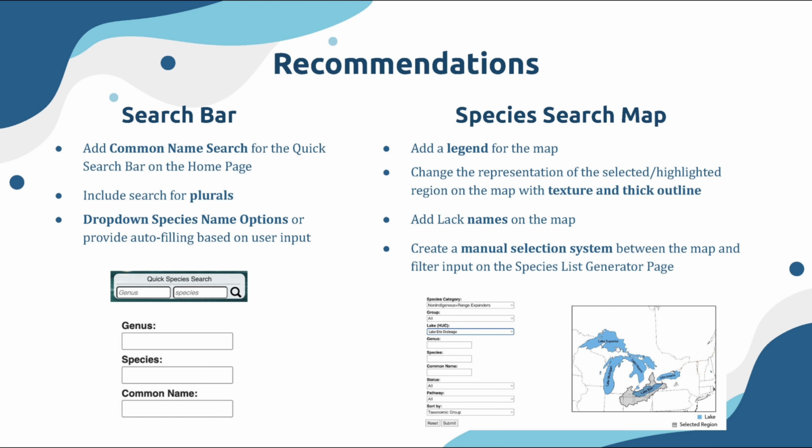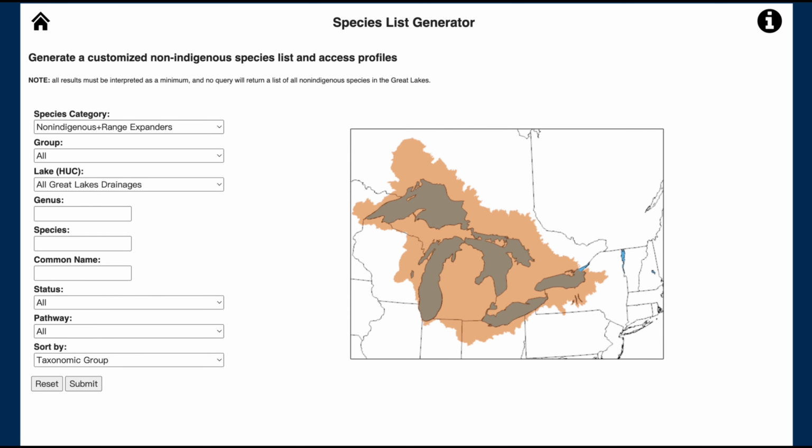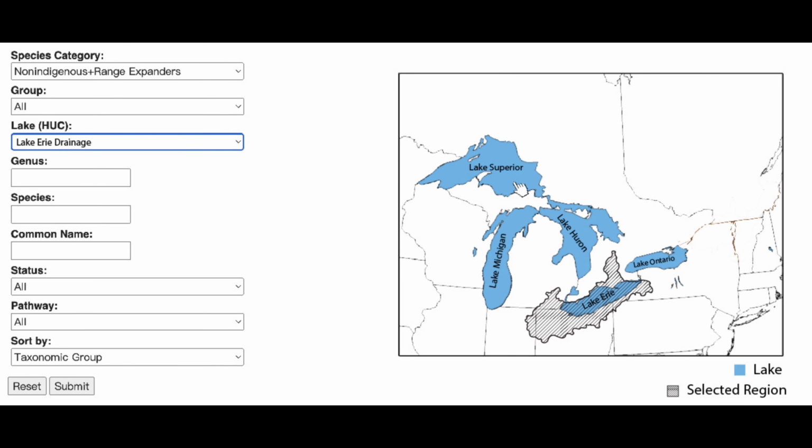To improve the user experience with the map, we recommend GLANSIS add a legend for the colors and indicate the names of the lakes on the map, with a mutual selection system so that users can select the water area they are interested in by clicking on the map. To increase the readability and aesthetics of the map, we recommend avoiding overlapping the contrasting colors of blue and orange with opacities. The map will be clearer if the selected region is highlighted with a thick outline and texture.